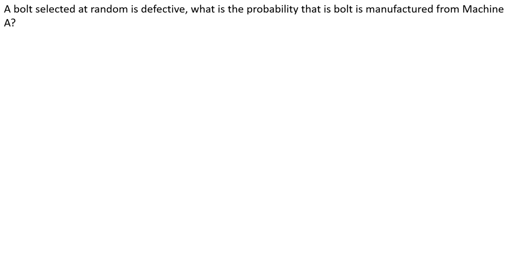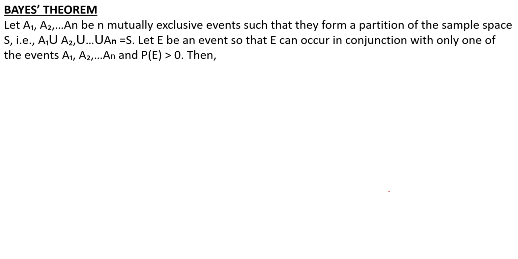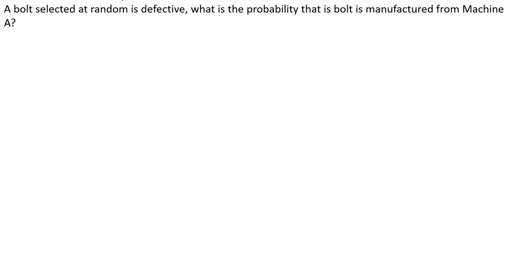So now we have another question with us. The question states: a bolt selected at random is defective. Earlier we were told that a bolt is selected by machine A1 or machine A or machine B or machine C. Now we are saying a bolt selected at random is defective. What is the probability that the bolt is manufactured by machine A?